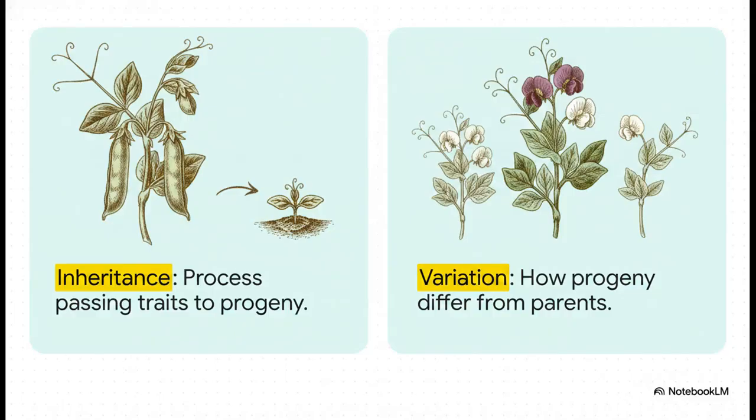Before we can crack this puzzle, we need to establish a quick foundation. First up, inheritance. This is the absolute basis of heredity. It's the actual process of passing characters from a parent to their progeny. Then we have variation, which simply explains the degree to which those progeny differ from their parents. These 2 concepts are the bedrock of everything we're talking about today.